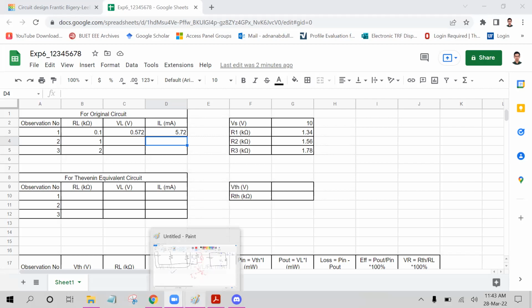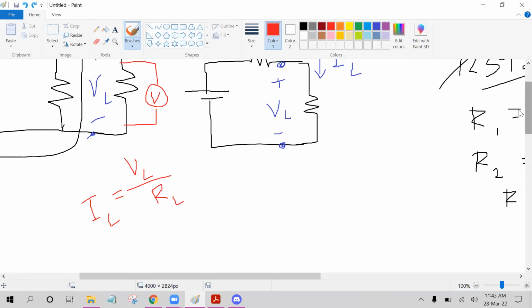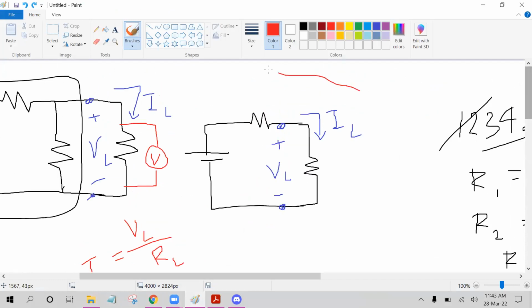So our next task is to build this equivalent circuit, this simple one over here. We will build this circuit and then we will verify whether the voltage and current values remain the same or not.